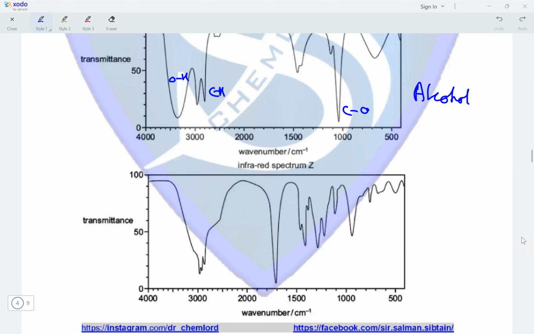Infrared spectrum Z has a peak for a C double bond O group and a peak for the OH group in the range in which the OH should be attached to a C double bond O group. So this corresponds to a carboxylic acid. So X is for an ester, Y is for an alcohol, and Z is for a carboxylic acid.